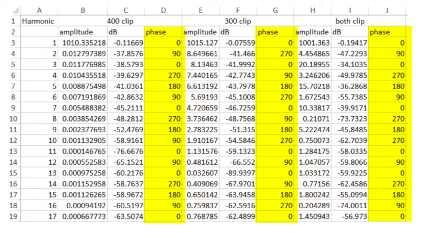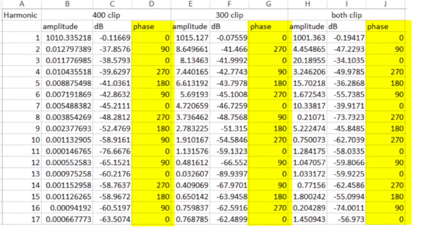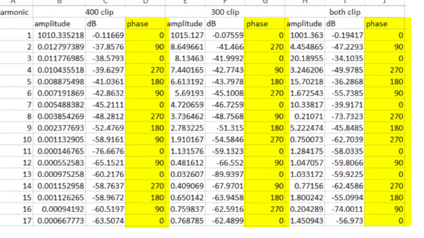When I first looked at phases of distorted sine waves, I couldn't believe my eyes. I was routinely getting 0, 90, 180, and 270 degrees relative to the fundamental. Now this is in simulation because it's hard to do.